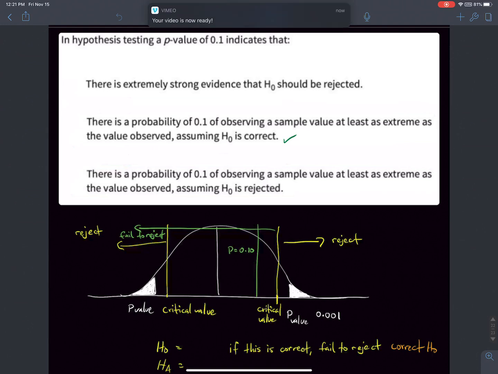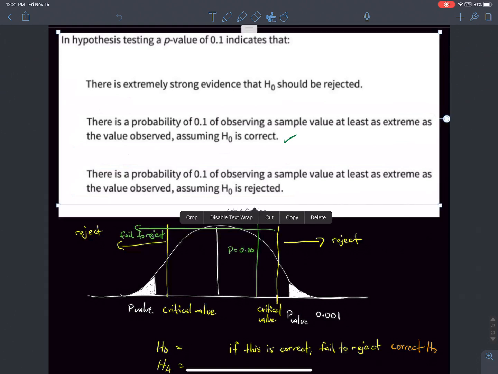Choice A, there is extremely strong evidence that null hypothesis or H0 should be rejected. Choice B, there is a probability of 0.1 of observing a sample value at least as extreme as the value observed, assuming null hypothesis is correct. And choice C, there is a probability of 0.1 of observing a sample value at least as extreme as the value observed, assuming H0 is rejected.